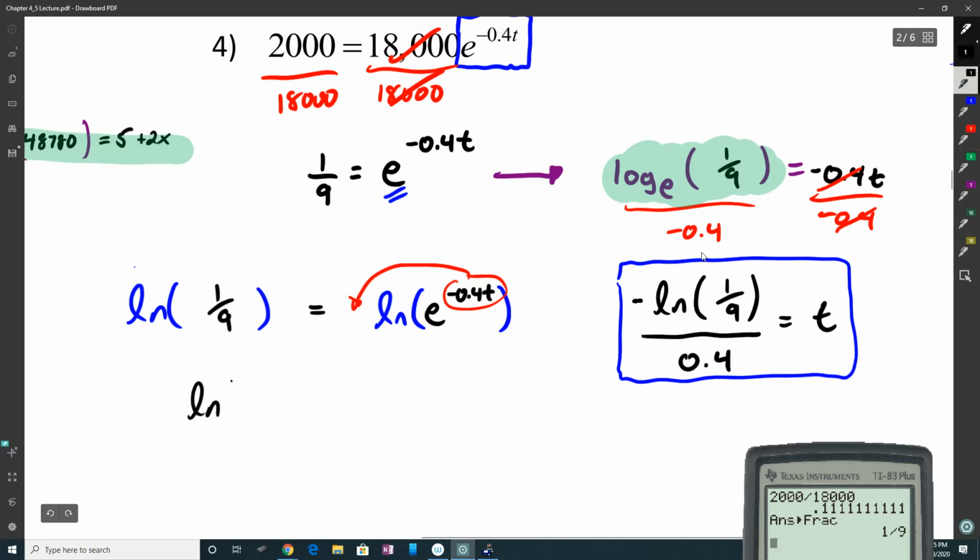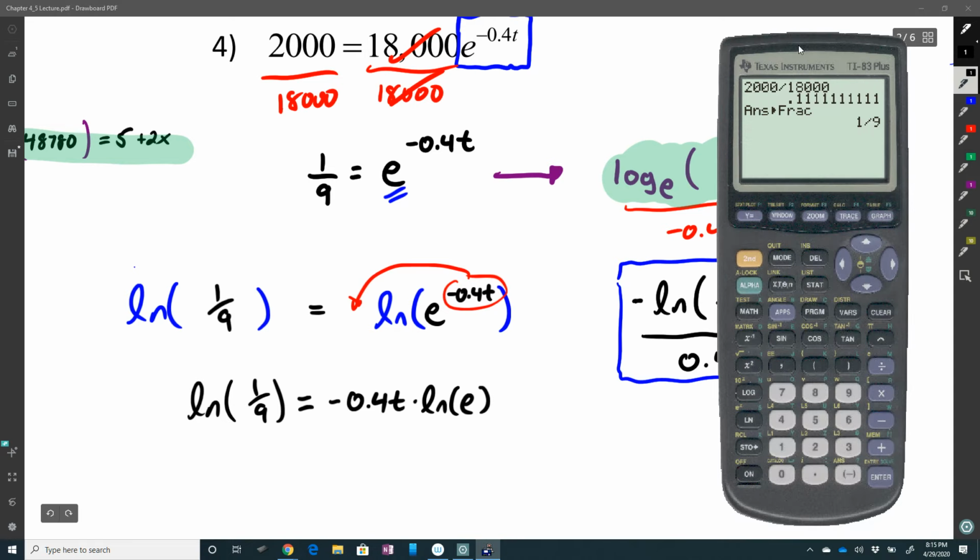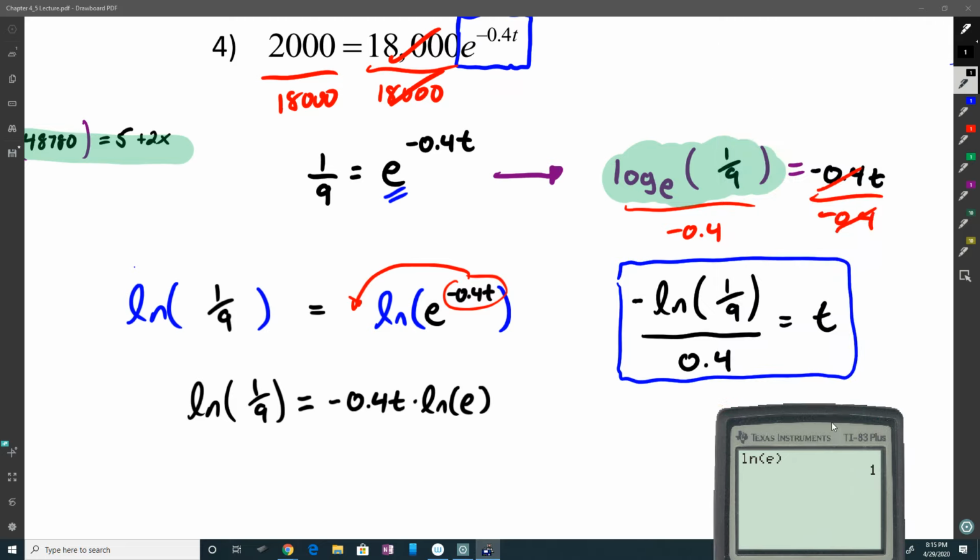And you end up with ln of 1/9 equals negative 0.4t times ln of e. But ln of e, just like before, is 1. So this guy is 1. And notice we get the same answer.